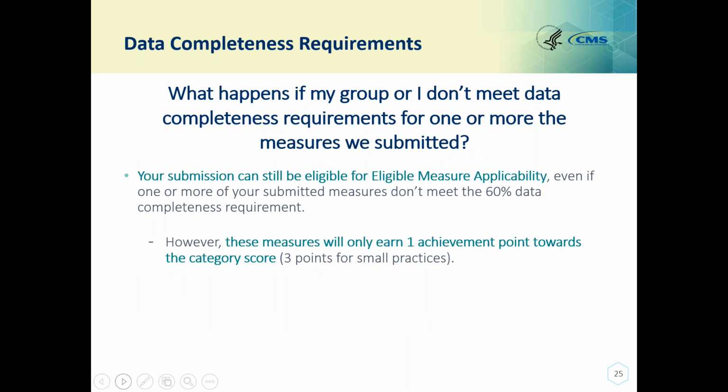What happens if my group or I don't meet the completeness requirements for one or more of the measures submitted? Your submission can still be eligible for EMMA even if one or more of your submitted measures don't meet the 60% data completeness requirement. However, the measures will only earn 1 achievement point towards your category score, or 3 points if you're in a small practice. Next slide.